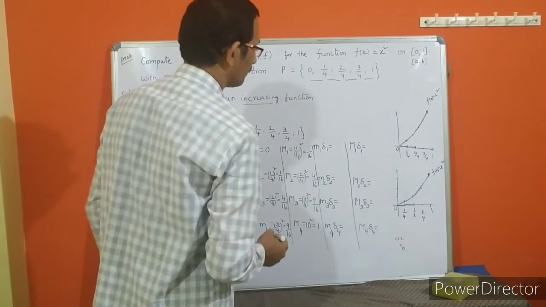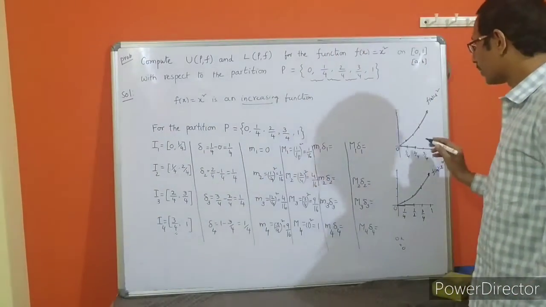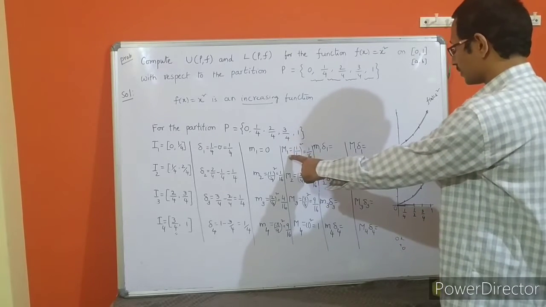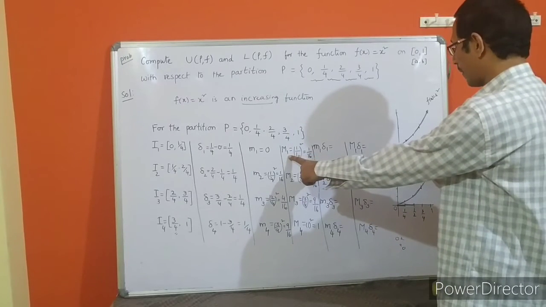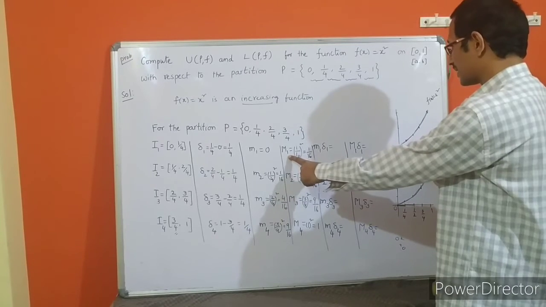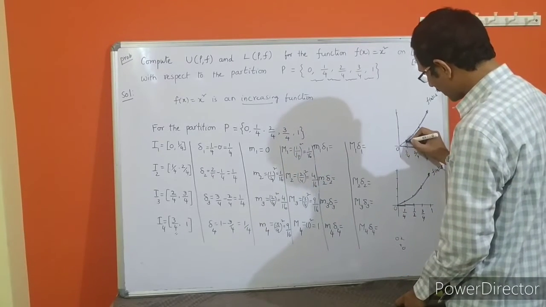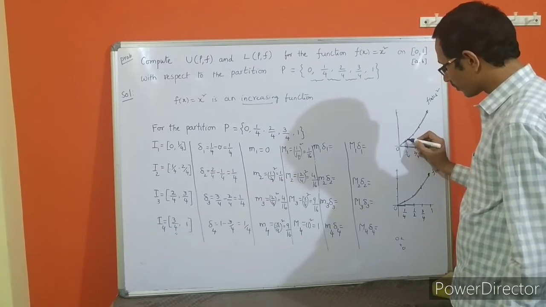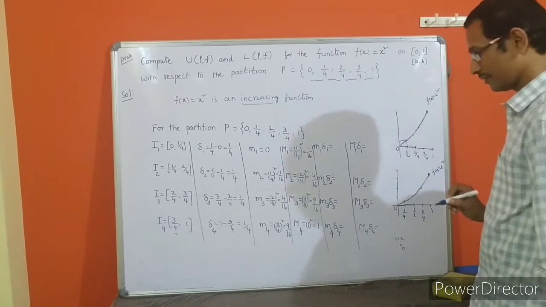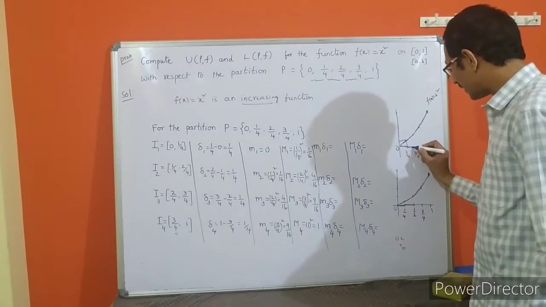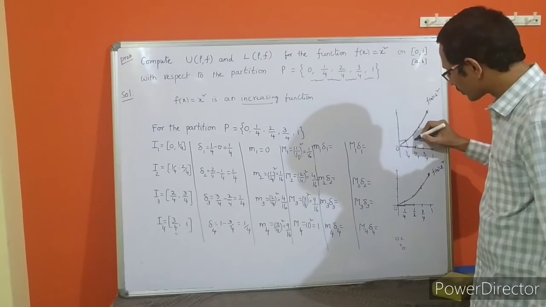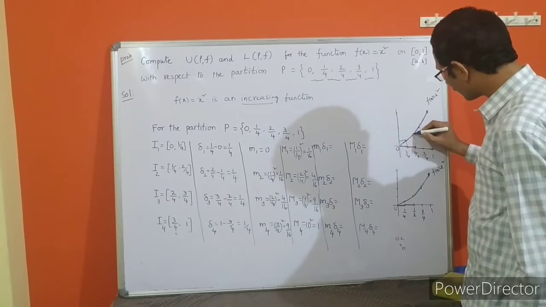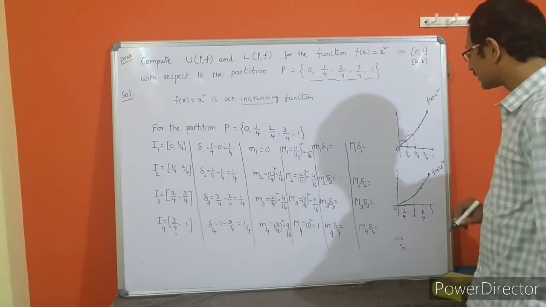So see the diagram. What we did is, first let us see the upper Riemann sum. M1, what is M1? 1 by 16. So here the function value is 1 by 16. This is the maximum. See the graph, it comes at 1 by 4. This is the maximum value, so this is the rectangle we are going to construct. Next, in this interval, the maximum is 2 by 4. 2 by 4 square, what is 2 by 4 square? 4 by 16. So this value is 4 by 16. So we construct a rectangle like this.